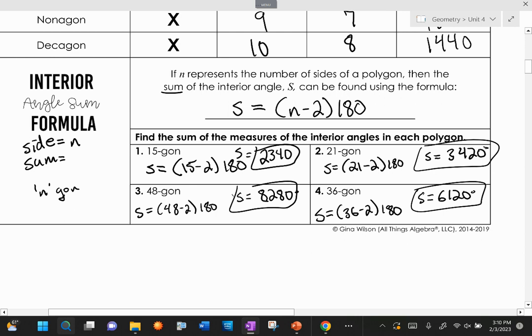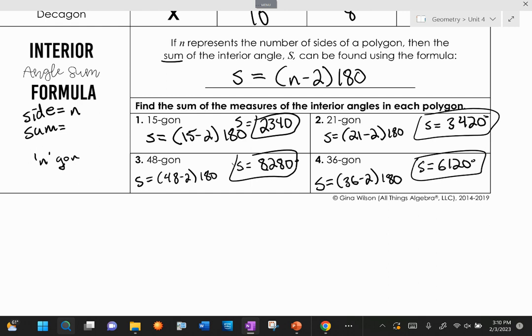Okay, so there's 1, 2, 3, and 4. 8 plus 2 plus 8 is 18. Okay, any questions on these? Cool beans, let's move on.